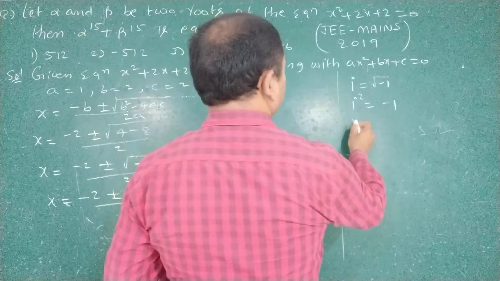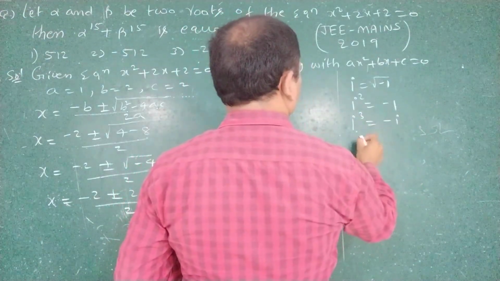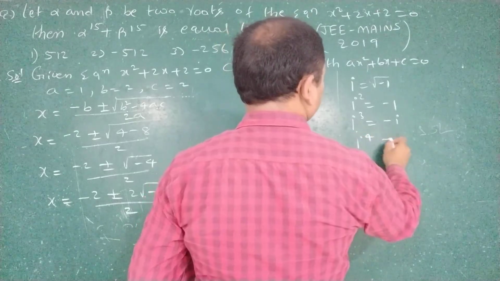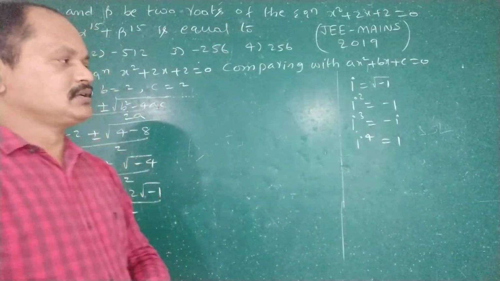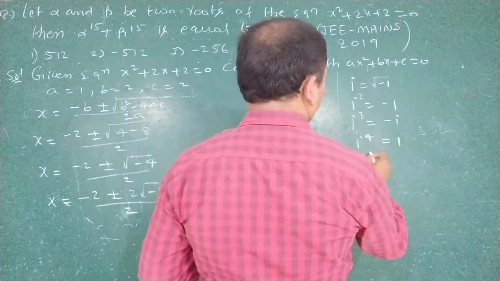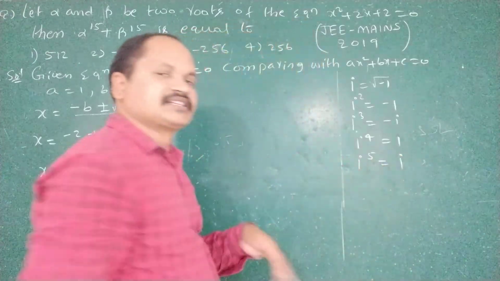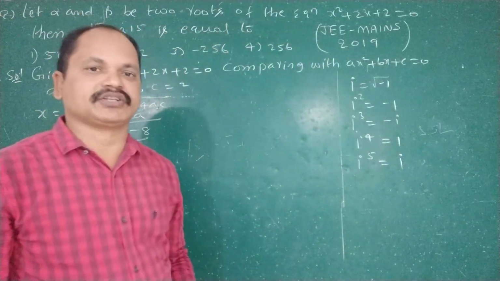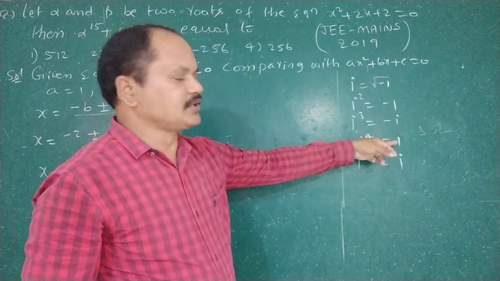i cube is equal to minus i. i power 4 is equal to 1. So i power 5 is equal to i, i power 6 is equal to minus 1, i power 7 is equal to minus i, like that. That's why i power 4 is equal to 1.